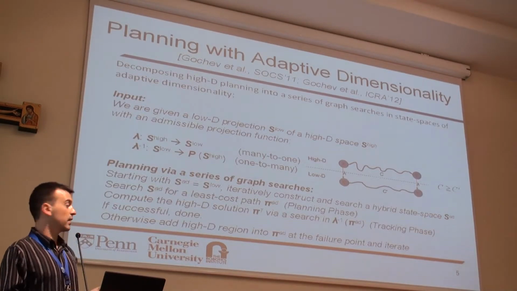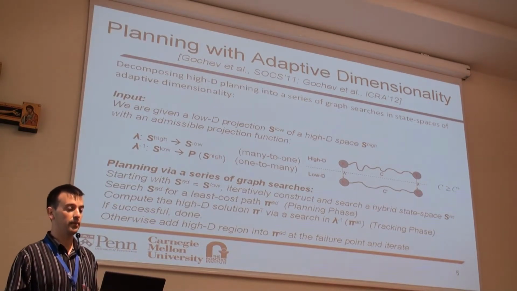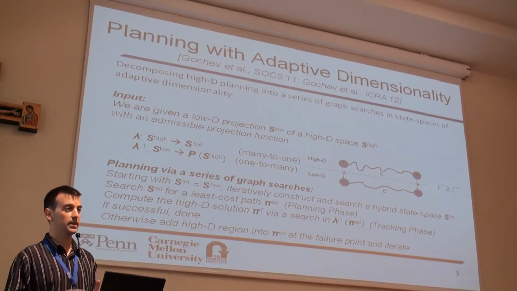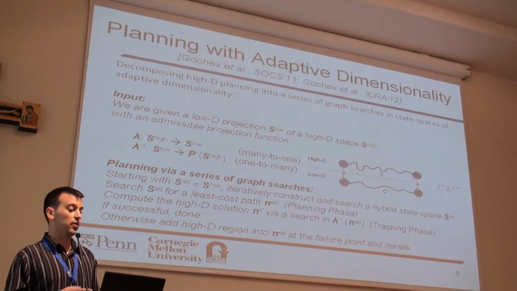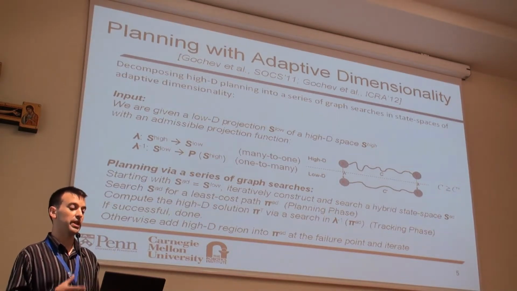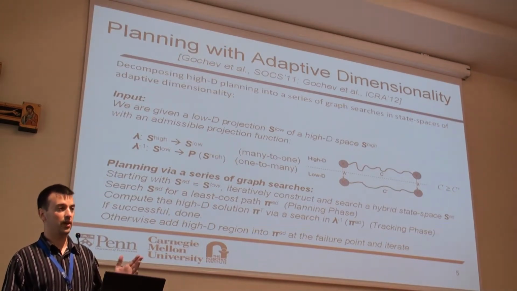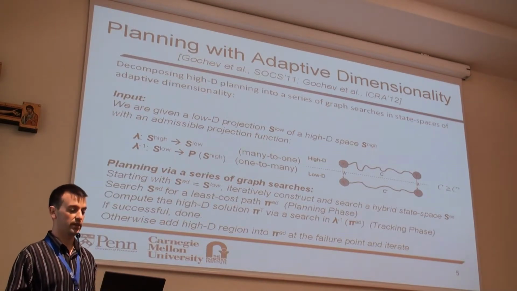So how does planning with adaptive dimensionality work? Well, the idea is to decompose the high D planning problem into a series of graph searches in a hybrid state space that contains both low D and high D states. To do that, we need to have a suitable low-dimensional projection of the high-dimensional state space and a projection function lambda that allows us to map states from the high D to low D and vice versa.